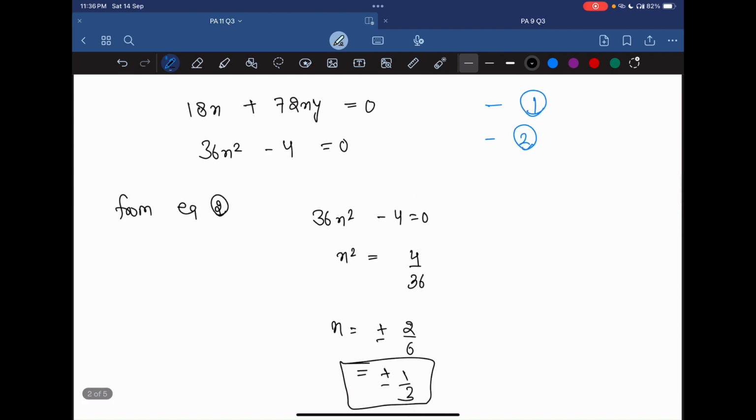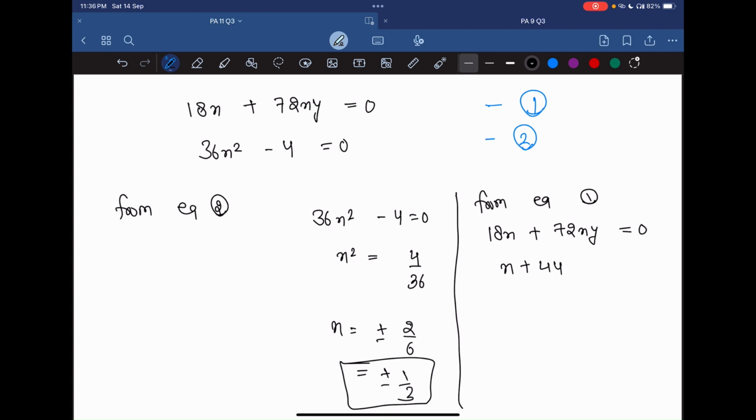So this is the one result that we get. Now let's do it here. From equation 1, that is 18x plus 72xy equal to 0, if we divide both sides by 18, we get x plus 4xy equal to 0. We can take x common and we will get x times (1 plus 4y) equal to 0. So either x would be 0 or 1 plus 4y equal to 0, and that would give us y equal to minus 1 by 4.